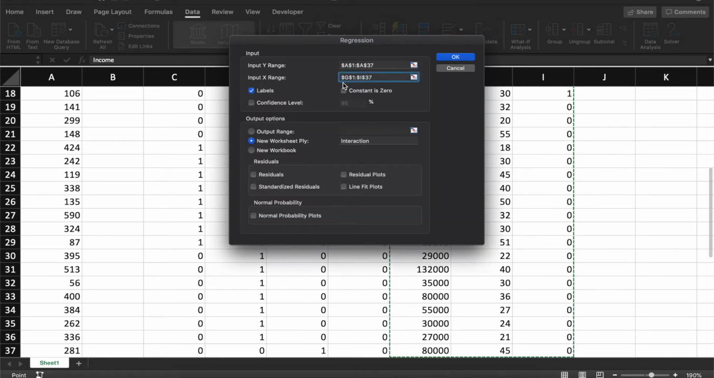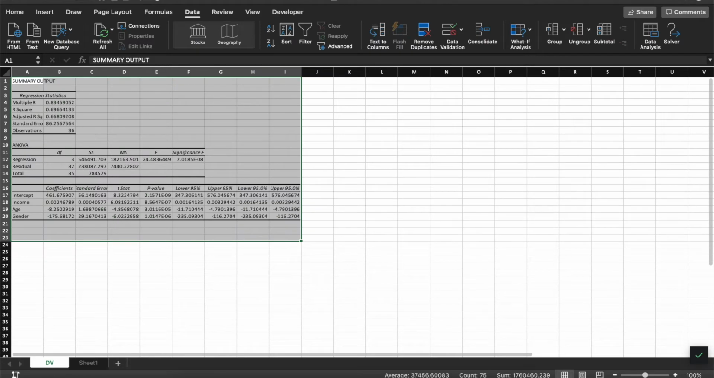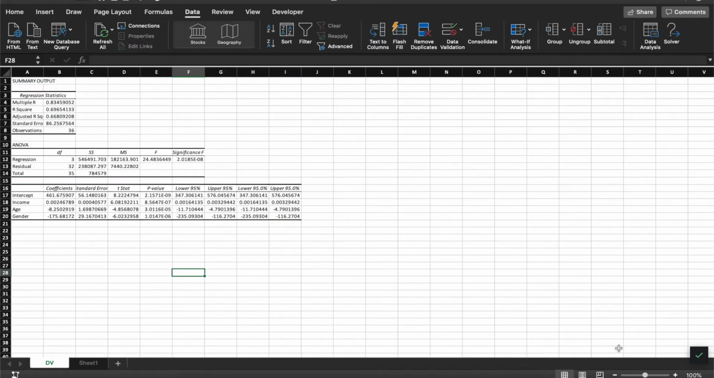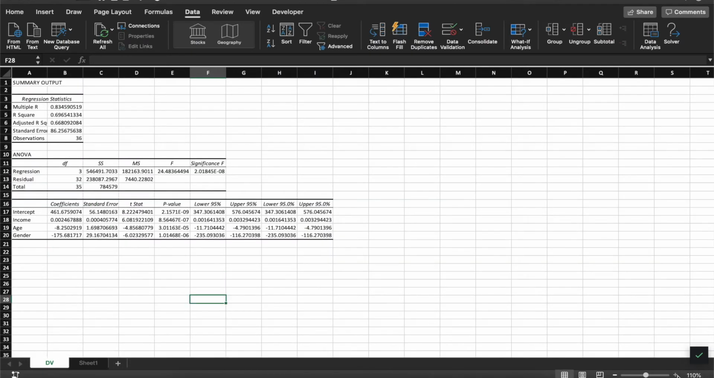All right. Include labels, and I'm going to send this to a new worksheet and call it dummy variable. I'll just say DV for short, and hit enter. Okay, so there's our dummy variable regression. We can go ahead and look at the output.